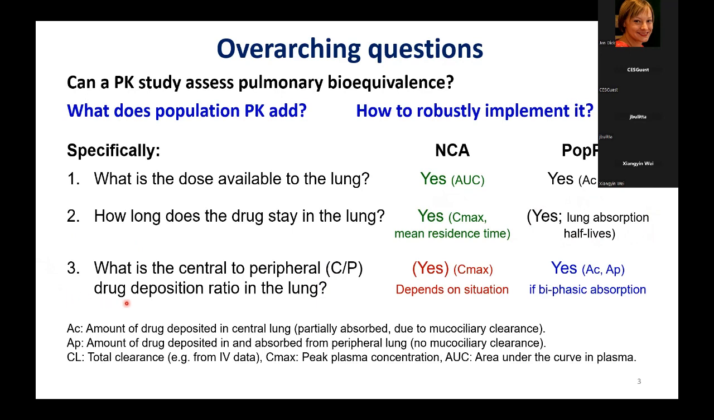And then the third and perhaps most tricky question is, what is the central to peripheral drug deposition ratio in the lung? In certain situations, this may be accessible through Cmax, as Dr. Feng has outlined in his presentation before, but this is really where population PK shines. If a drug has biphasic lung absorption, we can nicely estimate the individual subjects' amounts of drugs deposited in central and in peripheral lung.